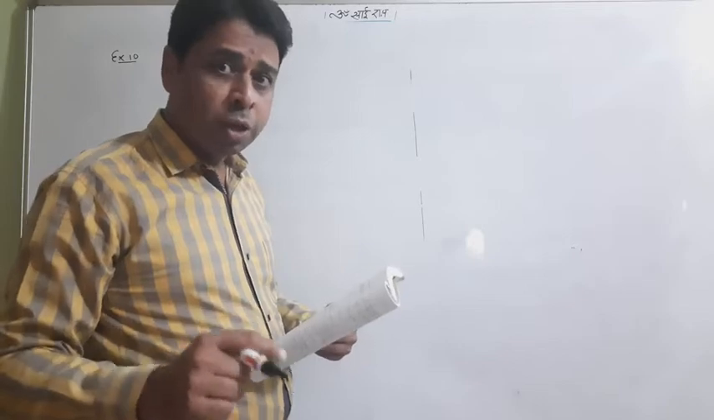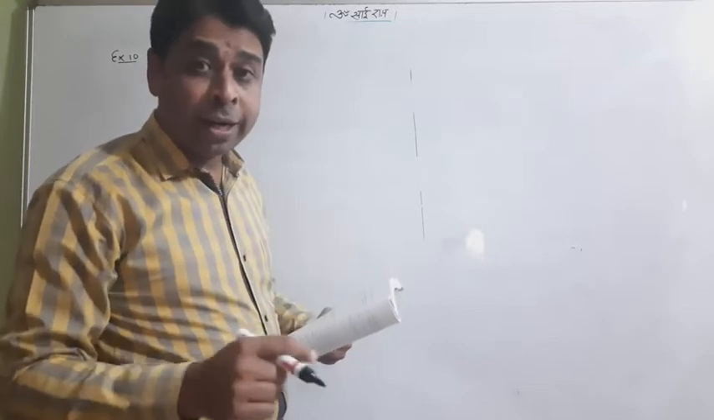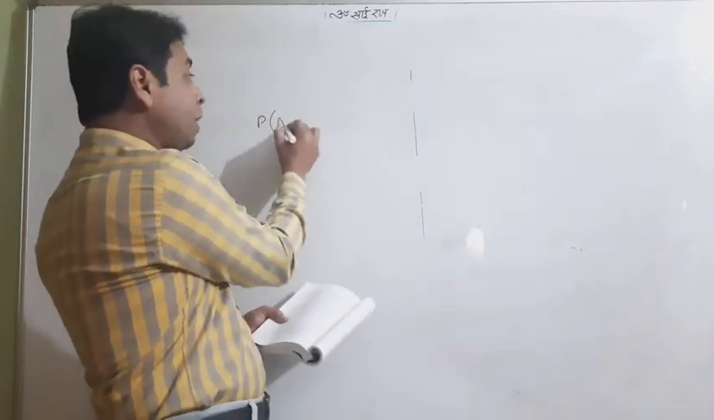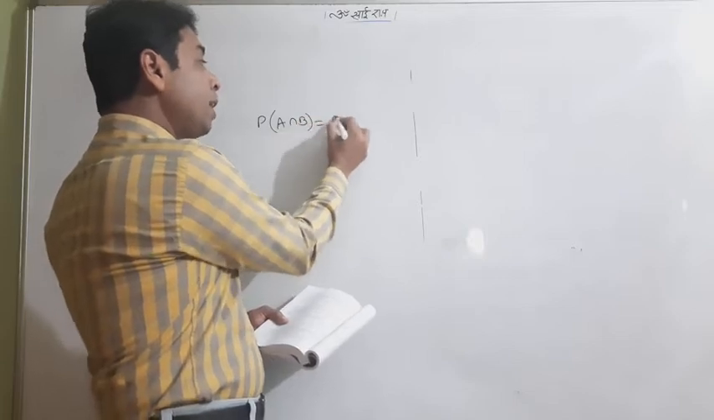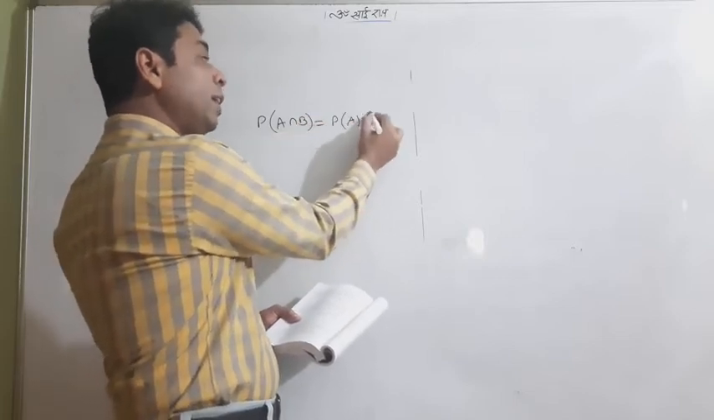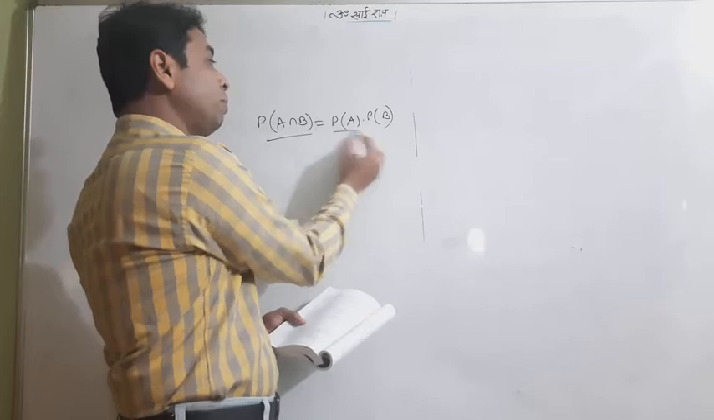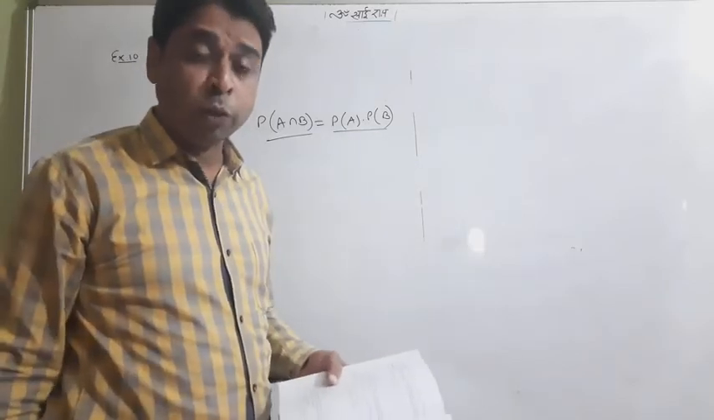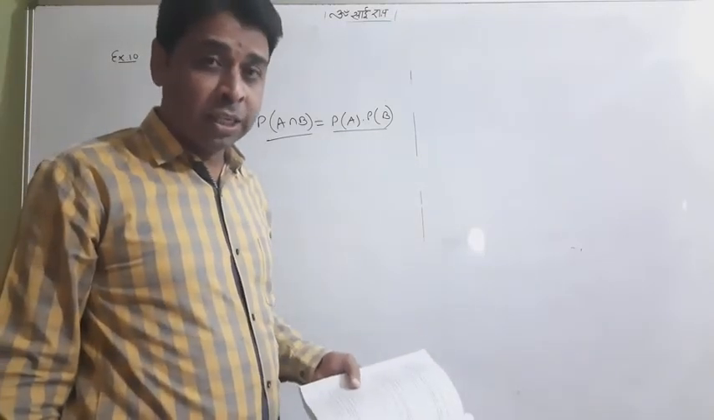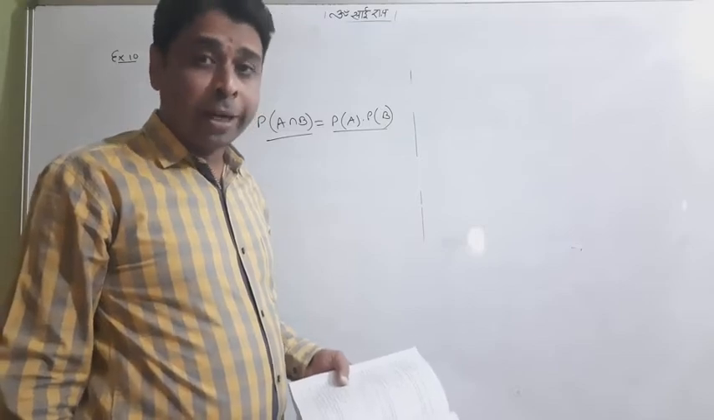I taught you that two events will be independent when I taught you with A and B. A and B are independent when P of A intersection B must equal P of A into P of B. It was a good formula, we already have seen it. Two events will be independent when this happens. So you should know this here for E and F.